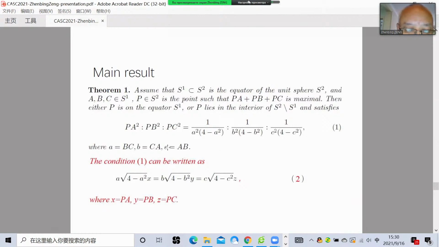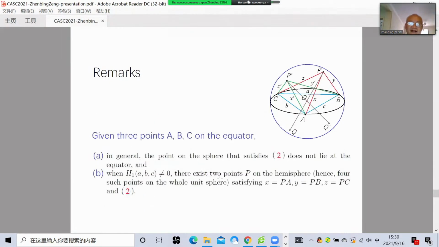With a quite simple condition. So this is equivalent to this linear form from the last page. So then we have some remarks.